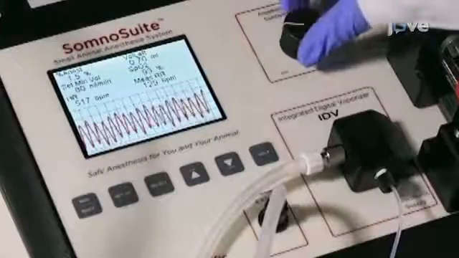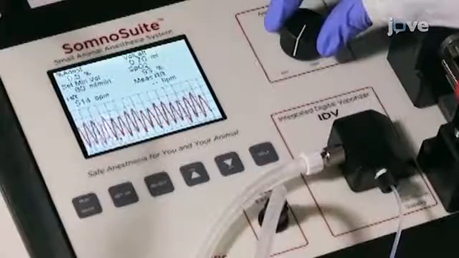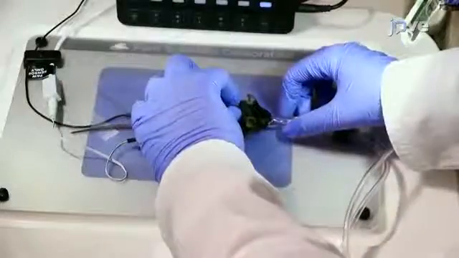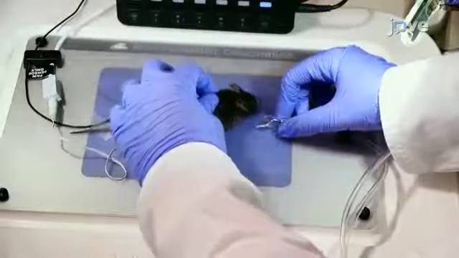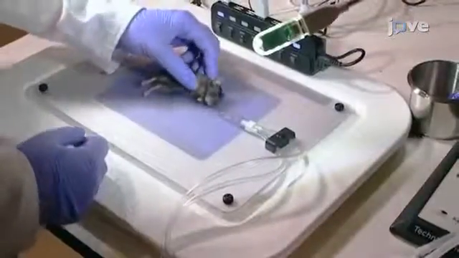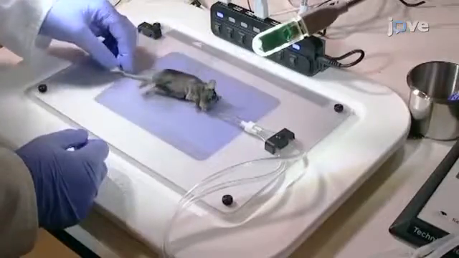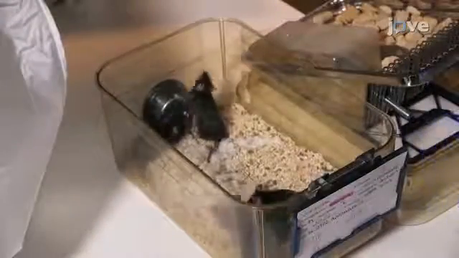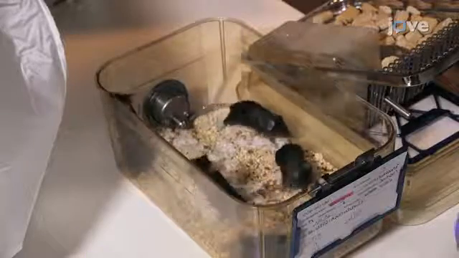Turn the anesthetic concentration dial to minimum to deliver 0%, and remove the animal from the nose cone. Monitor the mouse closely during anesthesia recovery. Once the mouse is fully ambulatory, return it to the cage.